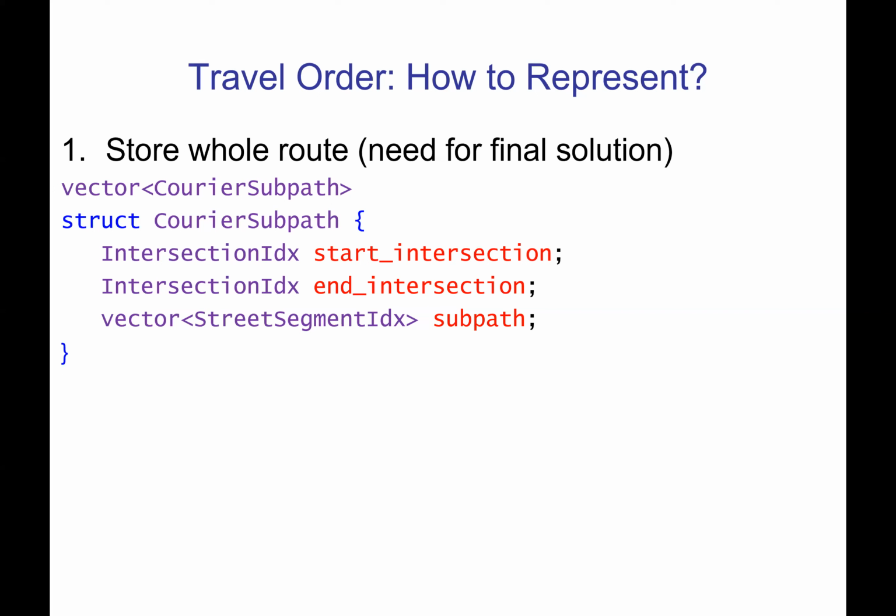So if you read the milestone 4 header, you'll find that the way you have to return your solution is shown here. You have a vector of what we call Courier subpaths. And a Courier subpath is just this little structure. I've had a few questions from people about what a structure is. Does anybody want to tell me what the difference between a structure and a class is in C++?